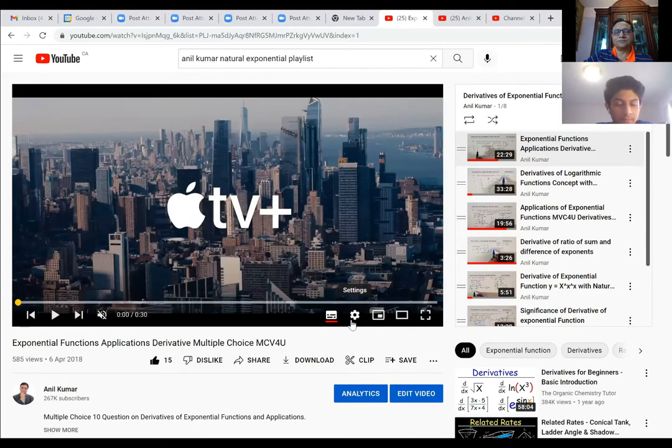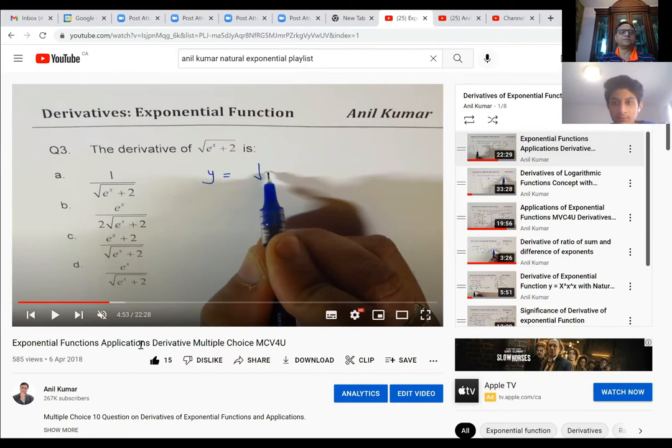Okay. Let's see. Question number 3. The derivative of this function is what? Tell me. Right. So you can rewrite this as e to the power of x plus 2 to the whole power of 1 over 2, right? Yes. And then you can use product of a function rule. So I think it would be 1 over 2, and then e to the x plus 2 to the power of minus 1 over 2 times e to the power of x. So which option, sir? So it would be B. Correct. B. Good.